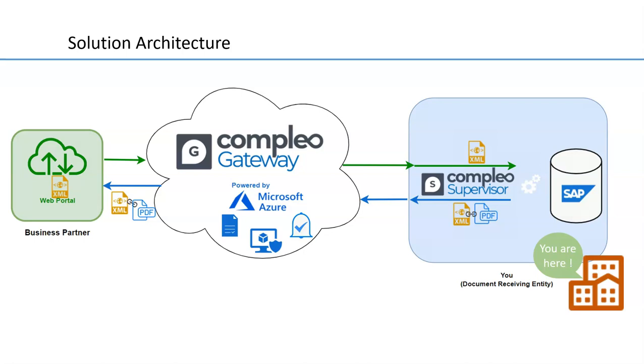Once all relevant information is recorded, Compleo creates a PDF sales order document from the received XML and sends both files back to the Compleo Gateway portal, where the business partner is able to receive confirmation of the PO being submitted and also gets a sales order in record time.